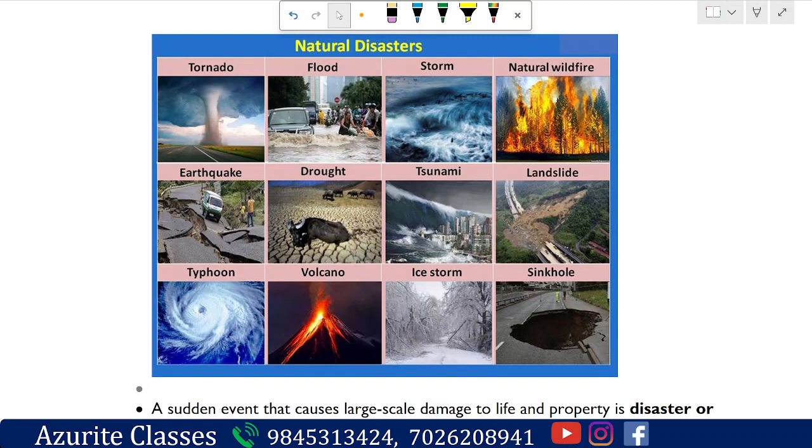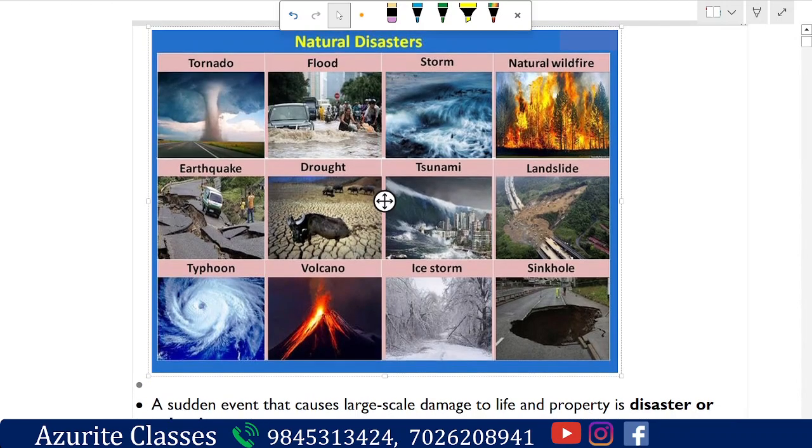Now we will be studying the GK topic natural disasters. Does everyone know what you mean by natural disaster? Yes, sir. Natural means which is caused by nature, because of some other deformities or some other activities.